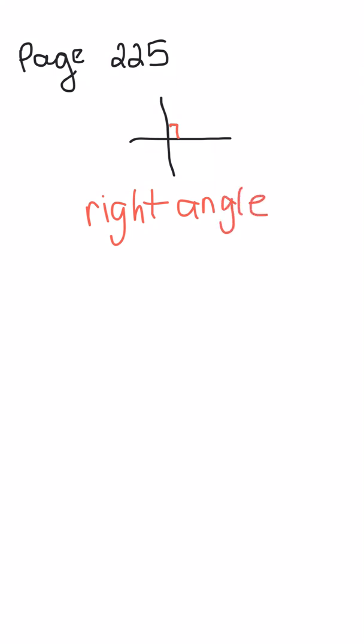So looking at checking your understanding on page 225, number 1, the vocabulary says, what kind of angle is formed by perpendicular lines? These are perpendicular lines. What angle is formed? That's going to be a right angle. A right angle. Okay.